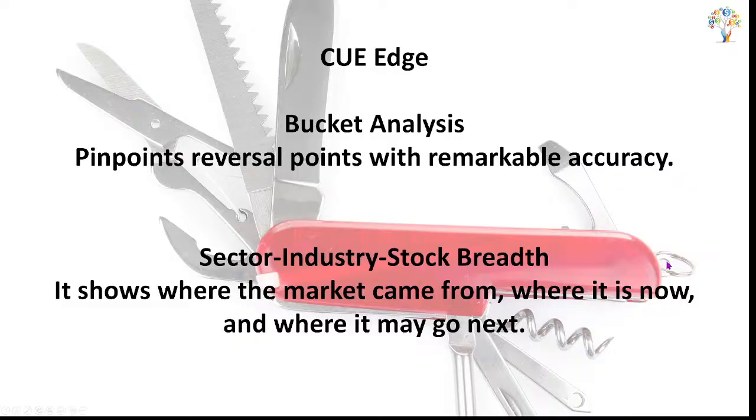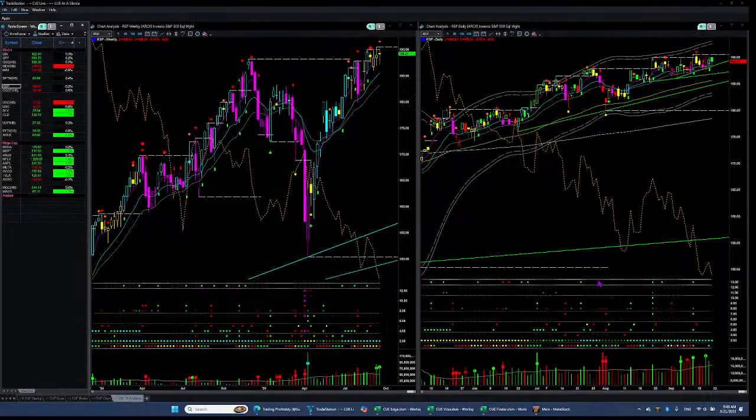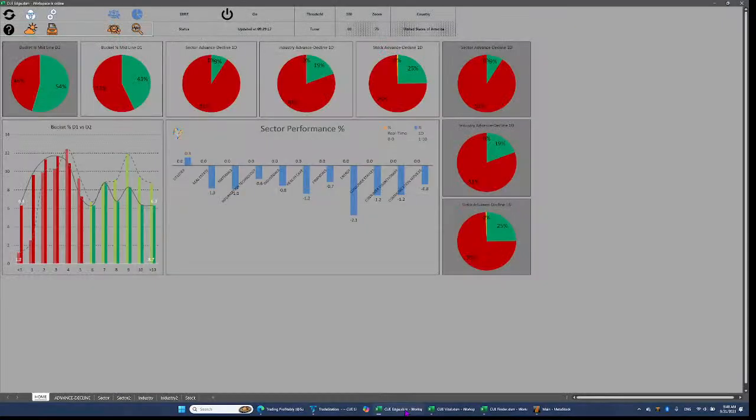Next, QEdge, it has bucket analysis thanks to Dr. Jeffrey Scott, after watching whose videos I incorporated it in my trading analysis. Pinpoints reversals with remarkable accuracy. There is no signal now. It also has, that is QEdge, also has sector industry stock breadth. It shows where the market came from, where it is now, and where it may go next. Both are breadth analysis. Let's look at them.